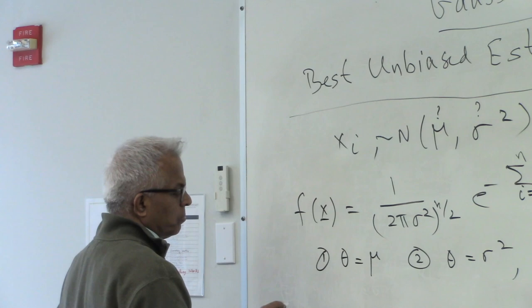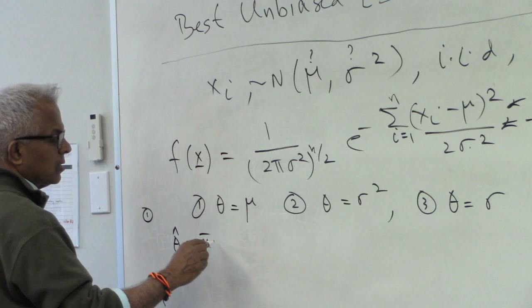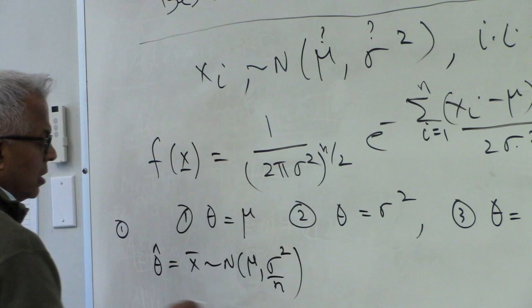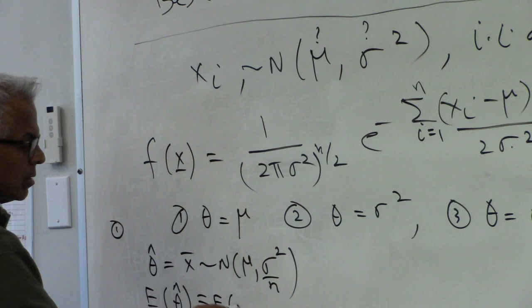You just need to compute its variance, and you can compare with the Cramer-Rao bound to see how far it is from being an efficient estimator. So this is easy, because for problem one, theta hat is x bar, because its mean is mu, and its variance is sigma squared over n.